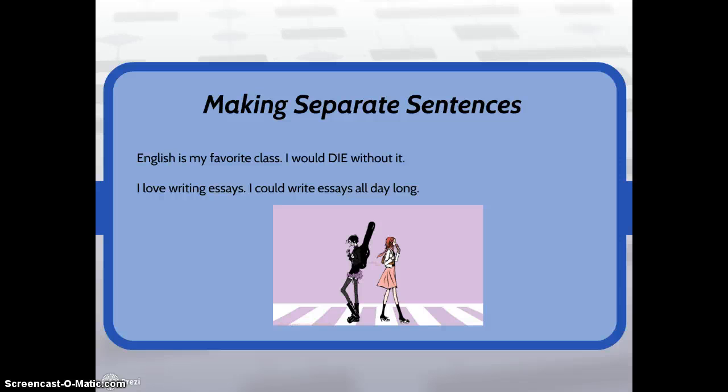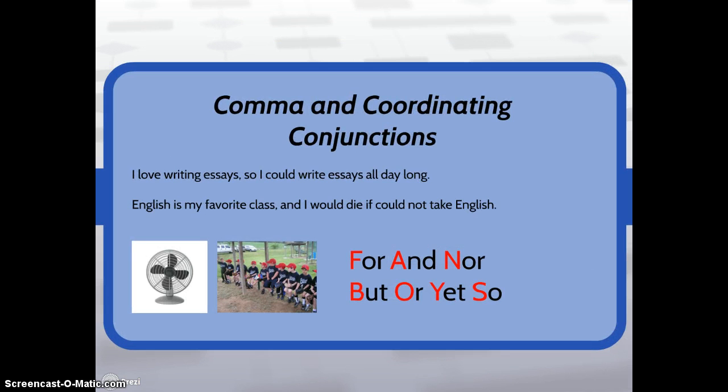I love writing essays, period. I could write essays all day long. Wonderful. We've taken a run-on and made two sentences. That is fine. The next way, and the most popular way of joining two independent clauses, is a comma and a coordinating conjunction. Now, coordinating conjunction, that's the kind of phrase that an English teacher might use, but as students, we usually call them one of the fanboys. For, and, nor, but, or, yet, so.